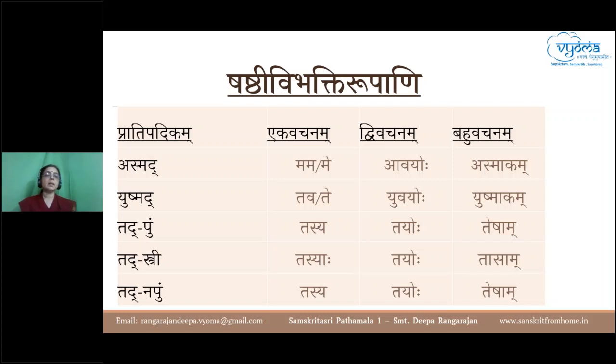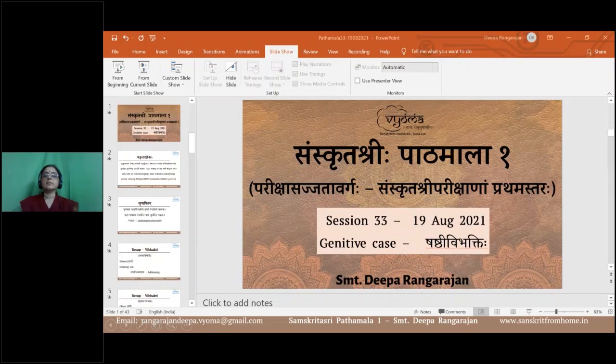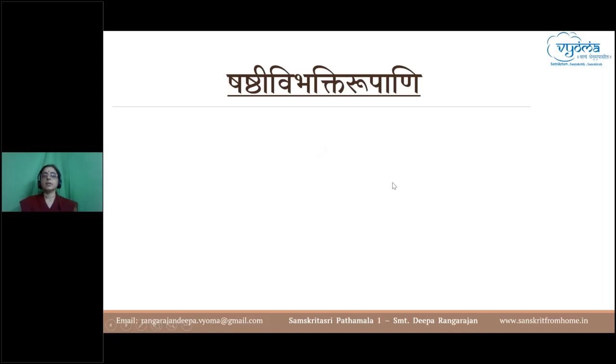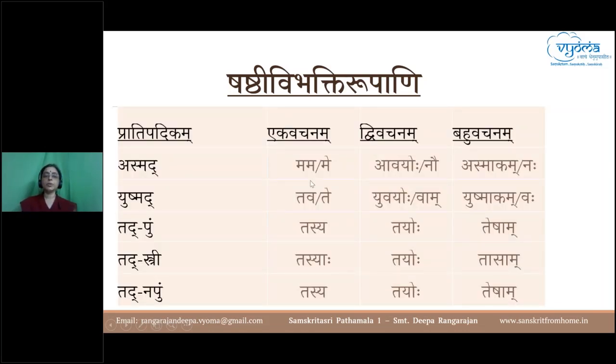Then the Sarvanama Shabdas, Asmat Shabda. The Shashti Vibhakti again has two forms each. Avayoho, now, asmakam, naha. Tava, te, yuvayoho, vam, yushmakam, vaha. So the dvitiya, chaturthi and shashti in the yushmad and asmat shabdas have two forms each. Asmat Shabda: Mama, me, Avayoho, Nau, Asmakam, Naha. Yushmat: Tava, te, Yuvayoho, Vam, Yushmakam, Vaha.